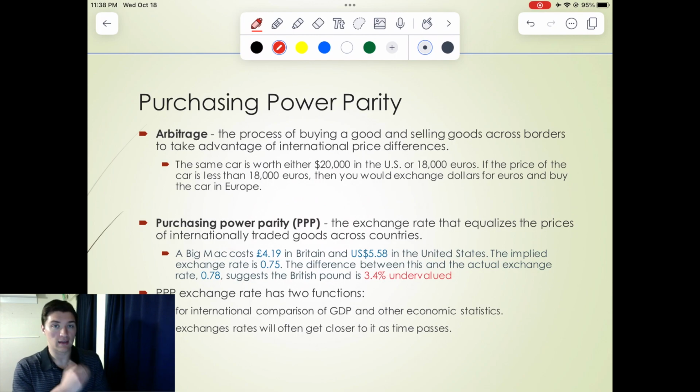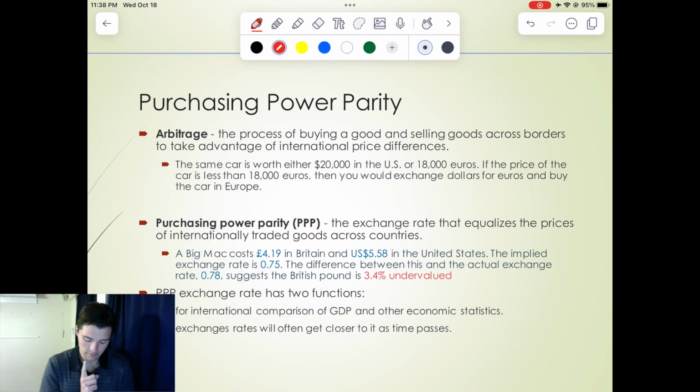So if I had $1, I can buy $1 worth of fries. But if I go to Europe and I try to exchange my dollar for 1.5 euros, can I buy the same fries? That's what purchasing power parity is all about.